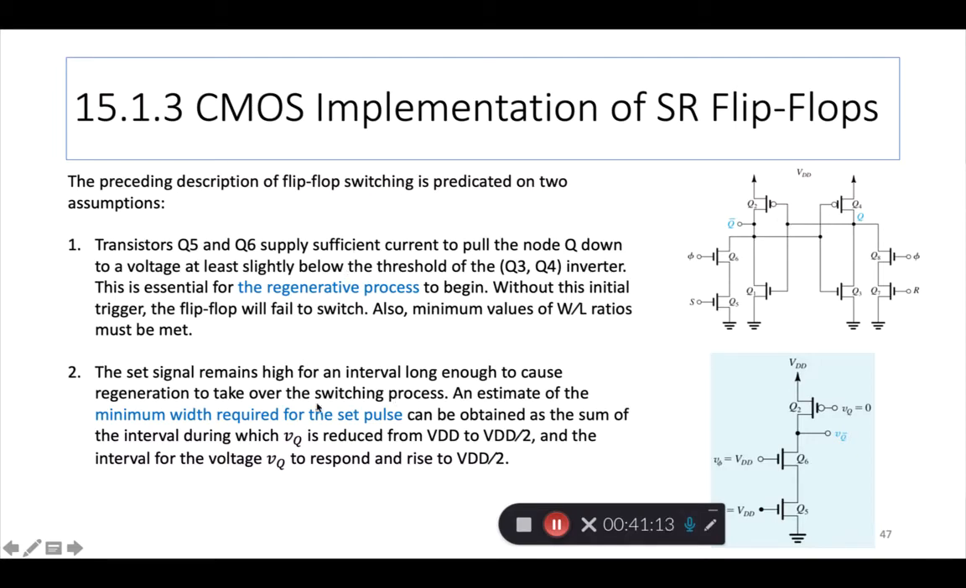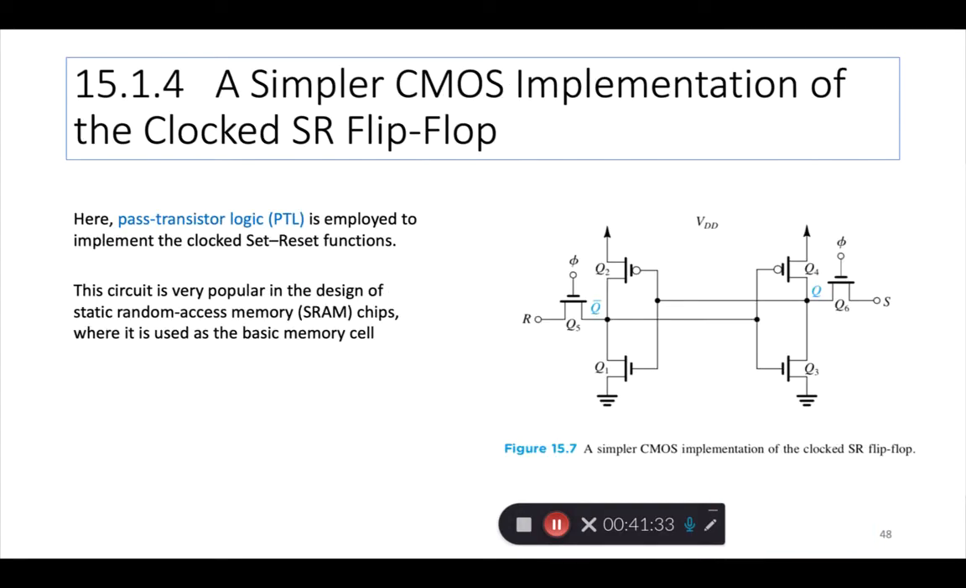So obviously in our course today, we will spend a lot of time doing problems related to these two conditions. We find minimum W by L ratios that have to be satisfied. We find the width of the duration of the pulse, TPH, TPL issues. So those problems you'll see in my next recording.